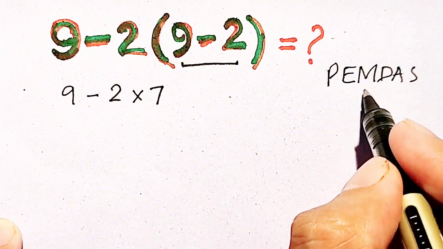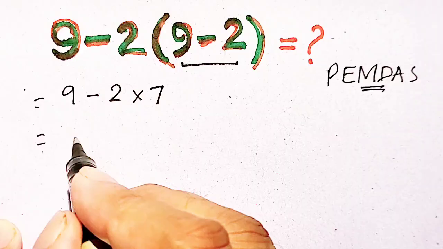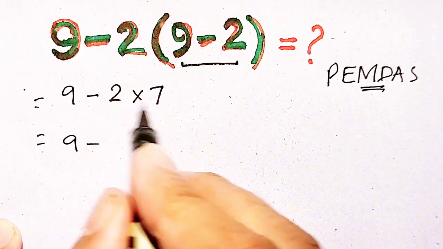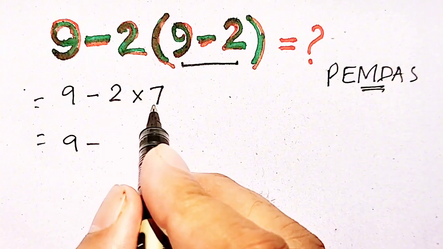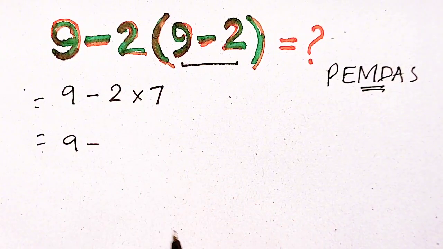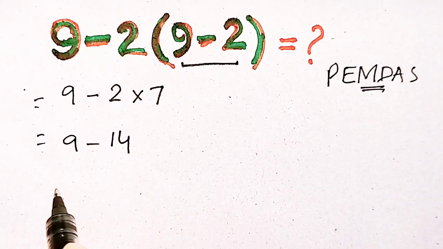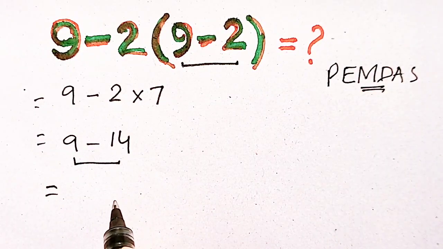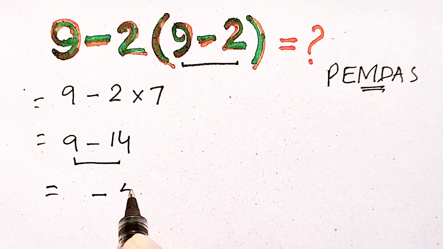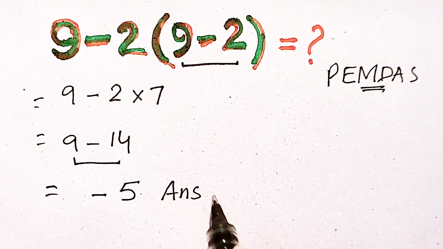Then PEMDAS says that multiplication and division. So 9 minus 2 multiplied by 7, minus 2 multiplied by 7, it will be equal to minus 14. And finally 9 minus 14 will be equal to minus 5, which is our required answer.